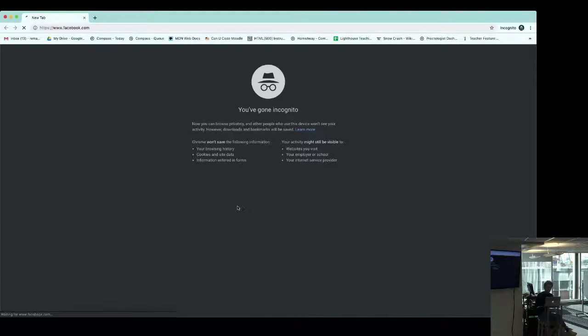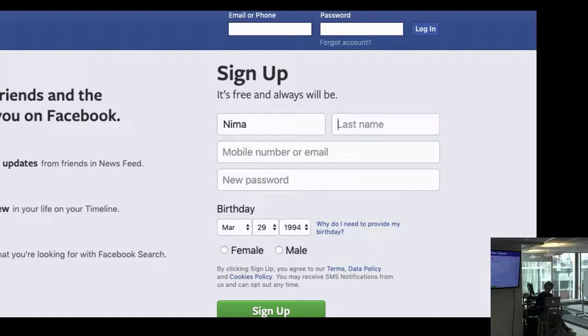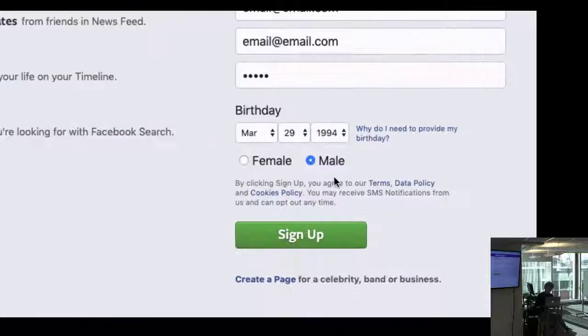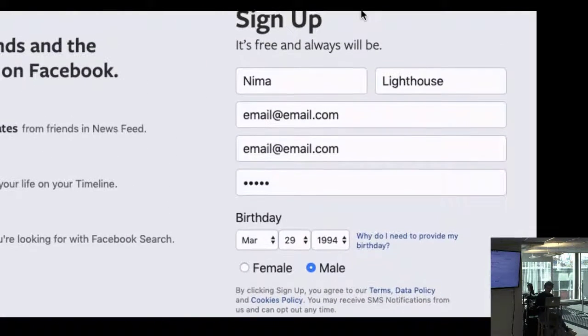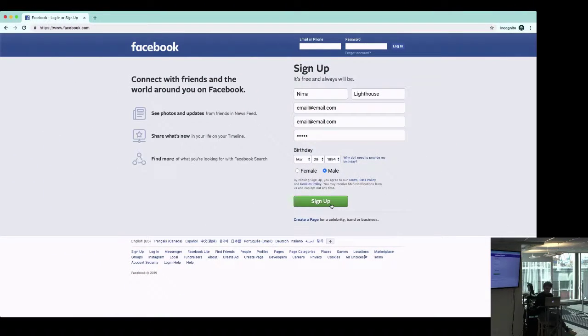Facebook.com, and we go to, okay, I would like to sign up for Facebook, please. Nima, Lighthouse, mobile or email, email at email.com, password, email, birthday, March 29th, 1994. Wow, I totally would have assumed that Facebook would have had an other option. That's really surprising. Well, and then sign up. Is it my birthday? Yeah.